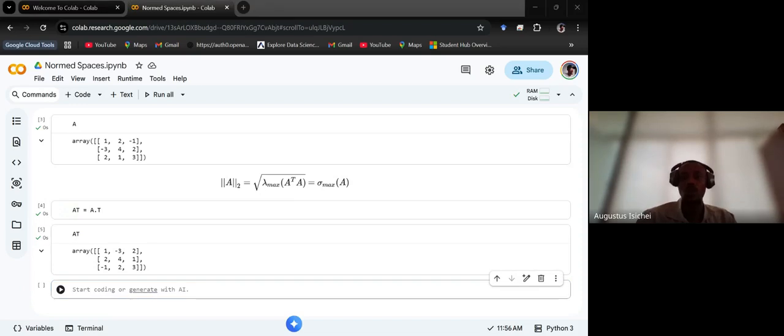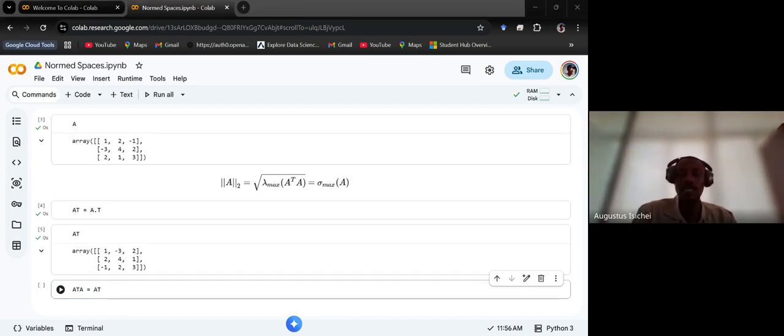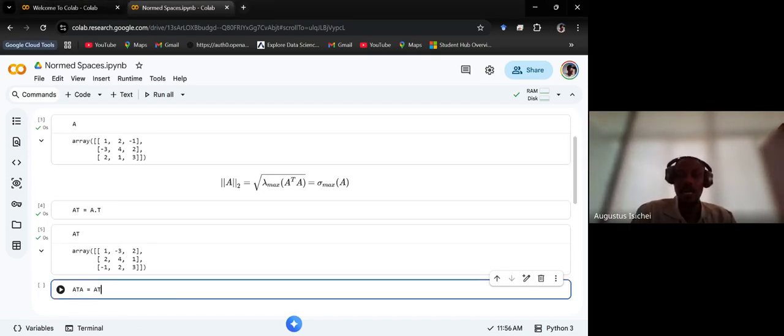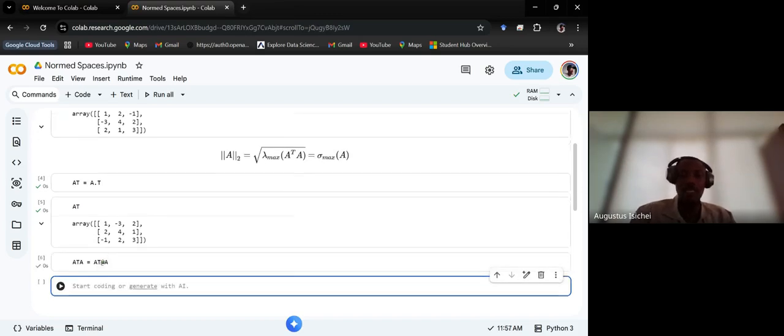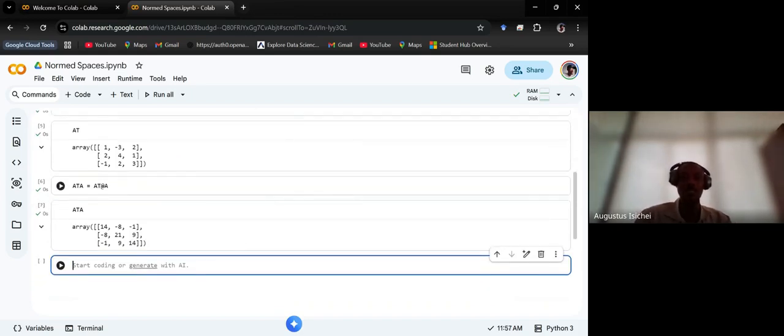The next step that I want to take now is to compute that product. But before we do that, I want to take the product of AT times A. So how do I take the product? ATA means A transpose times A. I would say AT @ A, there's one operation called at. And if I say ATA, let's see, okay, this is the answer again. So this is how to take the product.